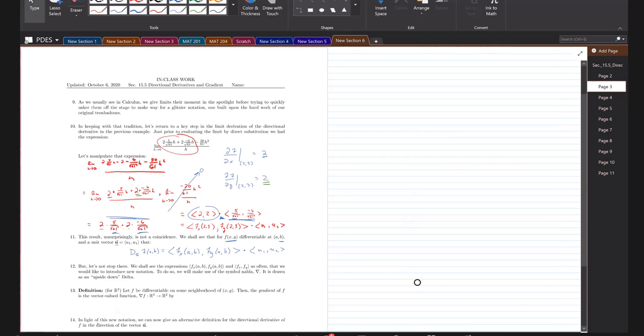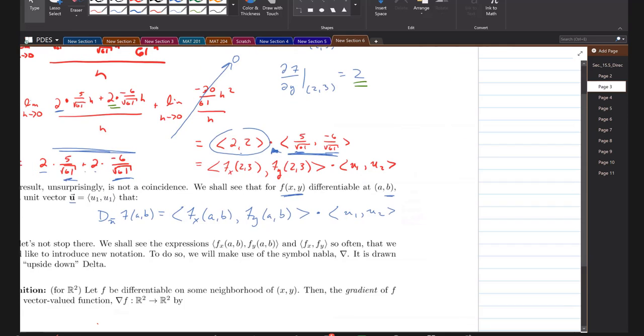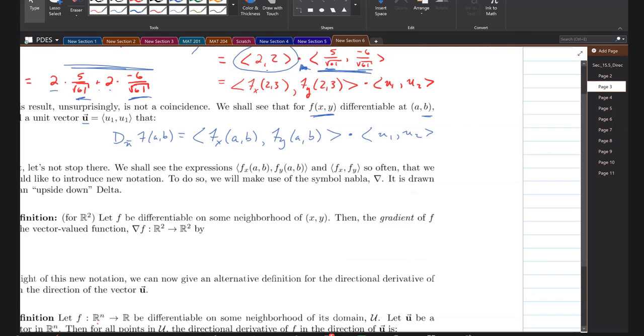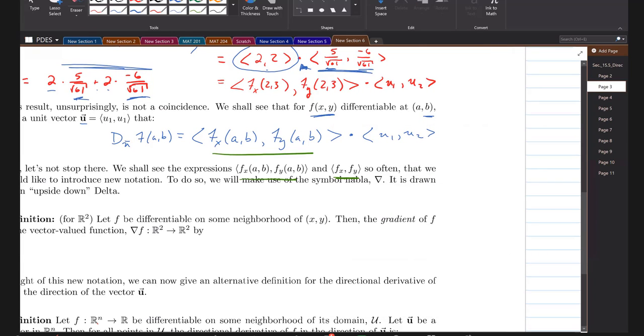Okay. Now, we're going to be using this expression right here, and likewise the same thing without the (a, b) being evaluated, so often that we want to give it its own symbol. So we're going to introduce this symbol here. It's our symbol for what we call the gradient. If you want to actually give a name to the symbol, it's called nabla, and you can think of it as drawing an upside down delta. An upside down triangle, I guess. It's an upside down letter delta.